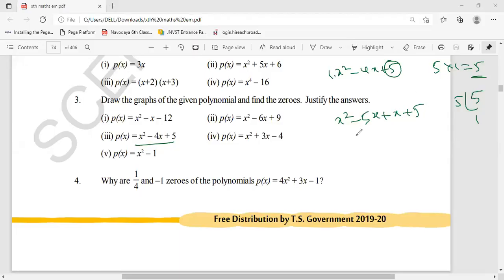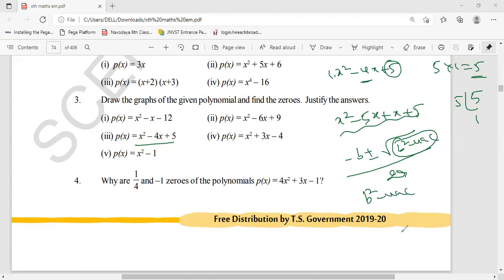Here you won't get real zeros, you will get some imaginary zeros. How am I saying this? If you write the quadratic formula, minus b plus or minus the square root of b squared minus 4ac, by 2a. If you find b squared minus 4ac, b is minus 4, that means 4 squared, minus 4 into a which is 1 and c which is 5. That means 16 minus 20, you are getting minus 4. So the root is of minus 4, that means we are getting imaginary roots.